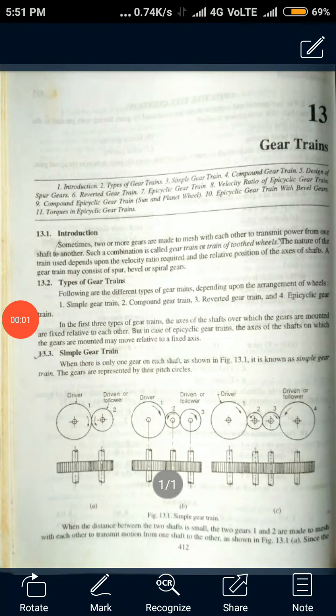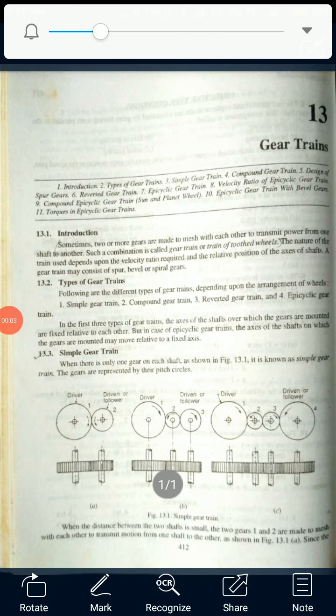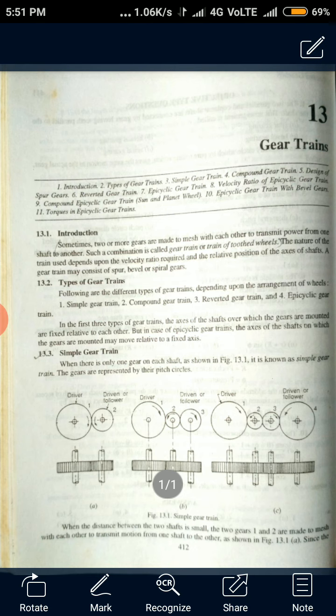Okay, so today we'll start a new unit, the second unit of module 3, that is gear trains. So gear trains also carry 20 marks. This is a completely numerical unit, but sometimes they ask a 6 marks theory question: classify the gear trains.